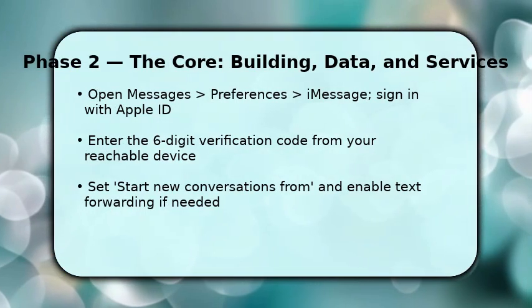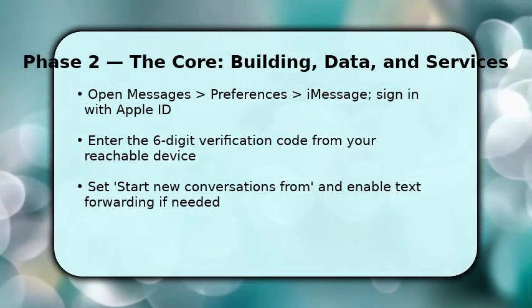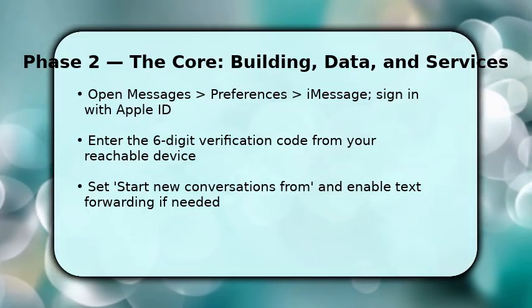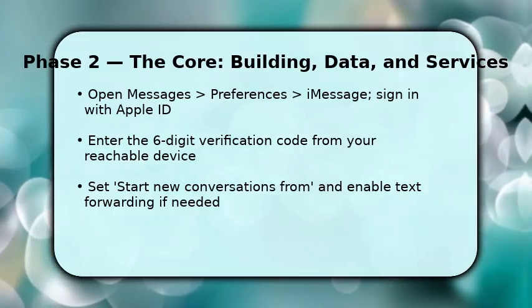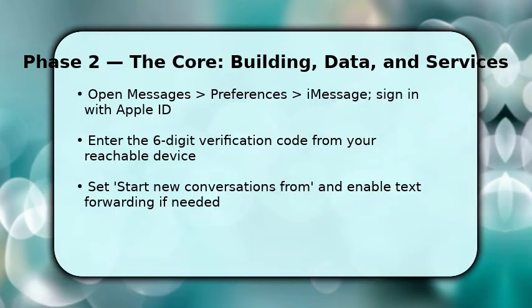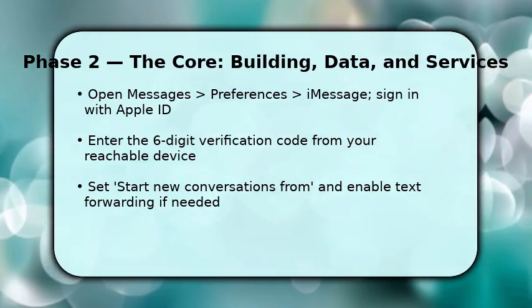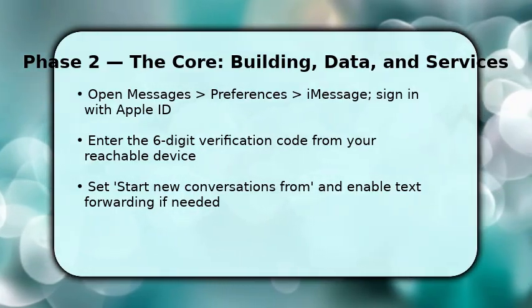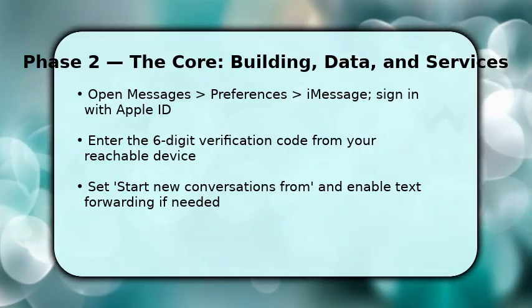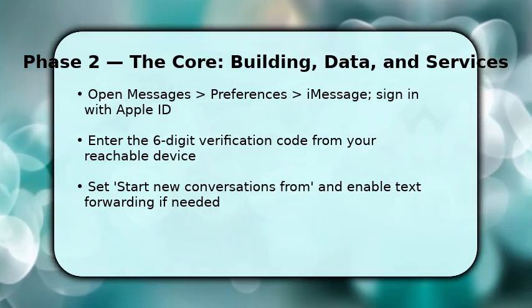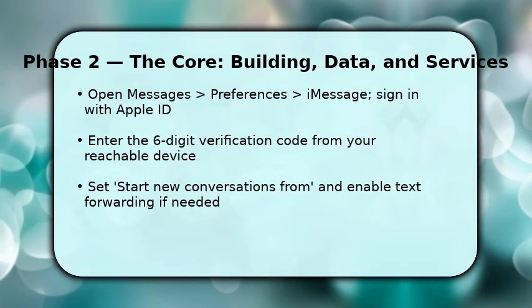Once signed in, you will be prompted for the 6-digit verification code. Type it immediately, because it expires quickly. After verification, go to Settings to choose which addresses and numbers can send or receive messages. Make sure Start New Conversations from is set to your preferred address. This controls who sees your sender ID.